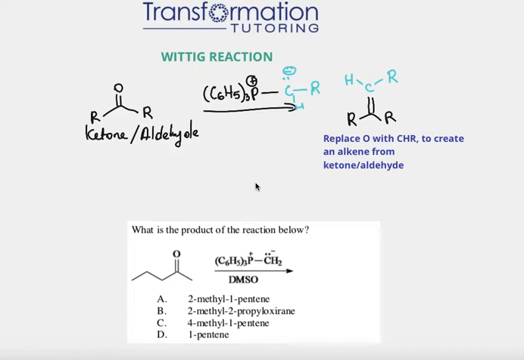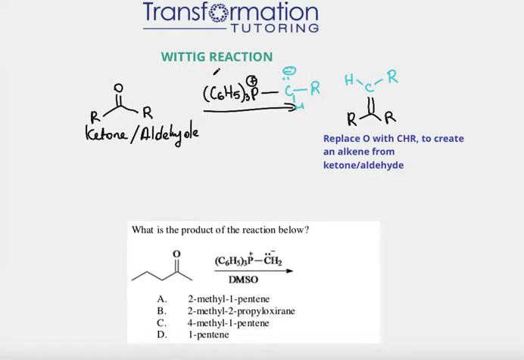In this video, we will learn how to easily identify a Wittig reaction and how to predict the product of a Wittig reaction. So in order for a Wittig reaction to happen, we must start with a ketone or an aldehyde, which is when we have a C double bond O either in between two carbons, that would be a ketone, or in between a carbon and a hydrogen, that would be an aldehyde.